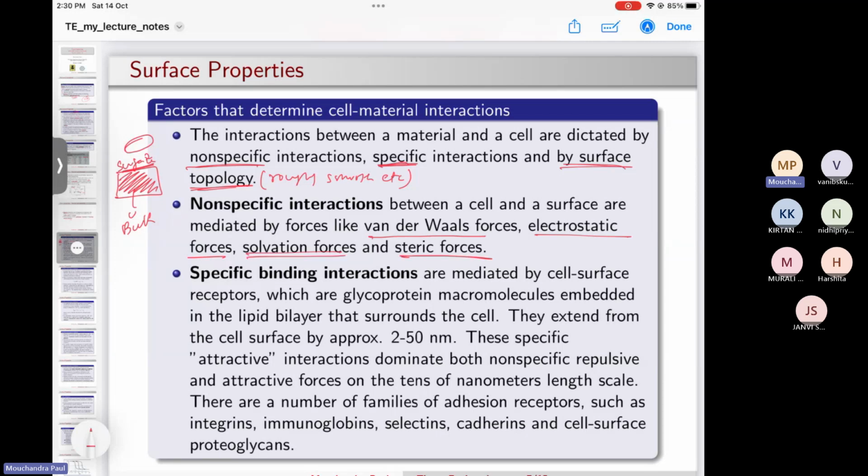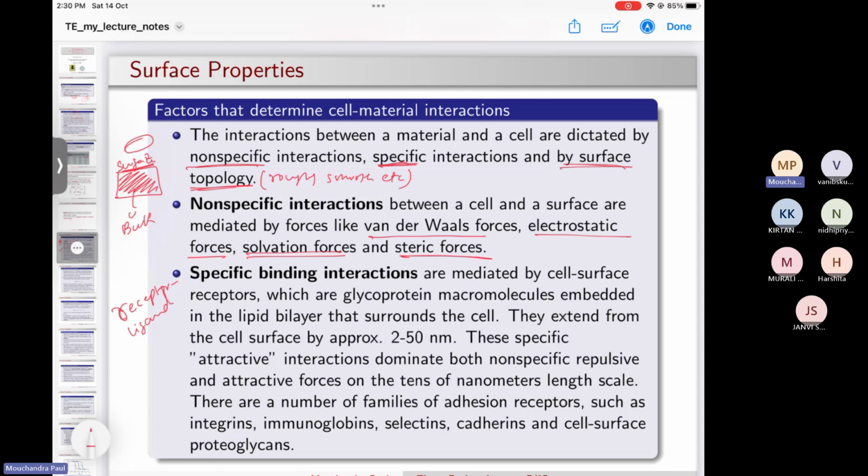Solvation forces correspond to the water, like how the water molecules are adhered on the surface. It can adhere, right? Or what kind of bond groups are there. If there are bulky groups on the surface, then it will also interfere with the adhesion of the cell on the surface. Then specific binding interactions are also there, meaning it is mediated basically through cell surface receptors and receptor-ligand interaction I'm talking about. These are highly specific.